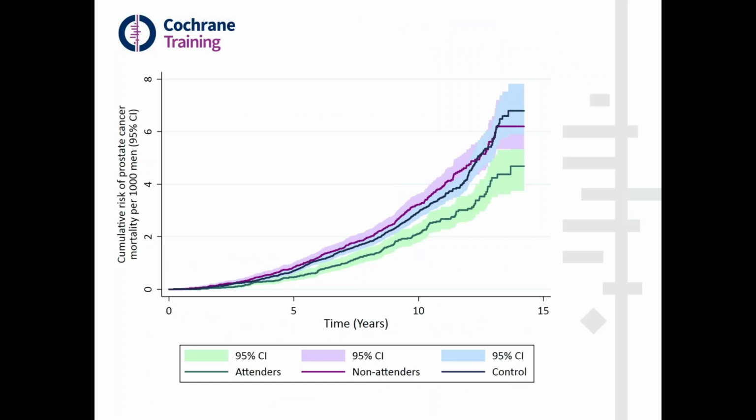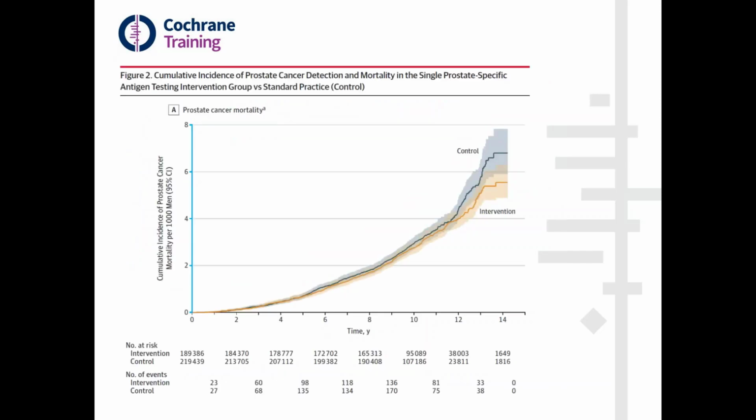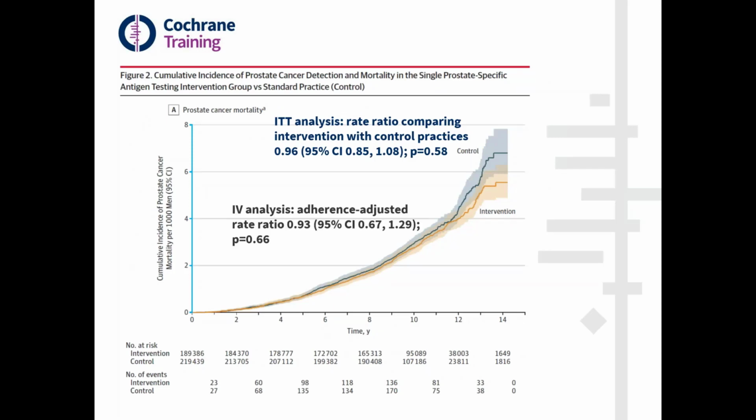And that's what we did in the screening trial I showed you earlier on. We wanted to estimate the effects of screening on prostate cancer mortality. We saw higher prostate cancer mortality in people who didn't attend screening. That's simply likely to be because of associated health behaviors. So we did not report the naive per protocol analysis comparing attenders with control, which we think is seriously biased. But we reported both an intention to treat analysis and an instrumental variable analysis and adherence adjusted rate ratio. And that did not provide strong evidence that the intervention reduced prostate cancer mortality.